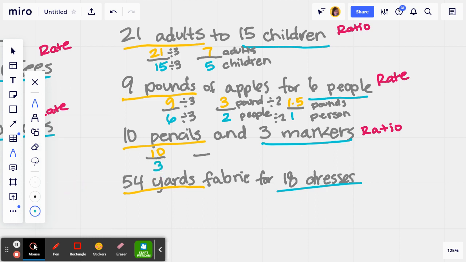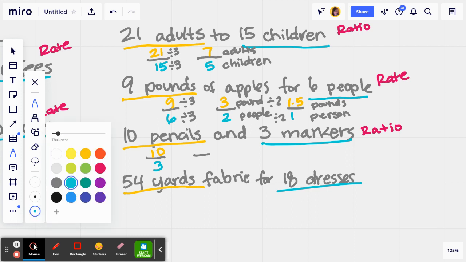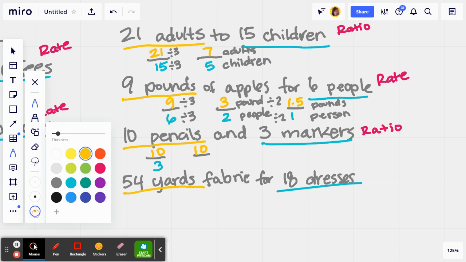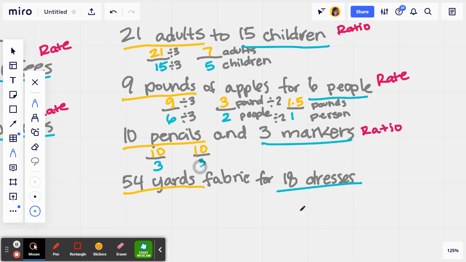Go ahead and simplify that. Can we simplify it? No. It's a ratio, so we're not going to make a unit rate out of this. Can we simplify 10 and 3? No, we cannot. So that would be our final simplification in this case.